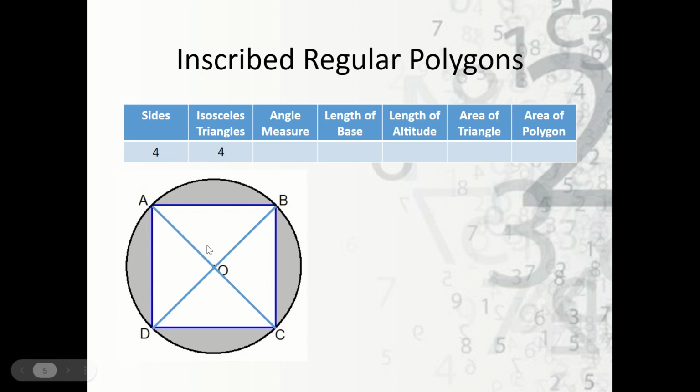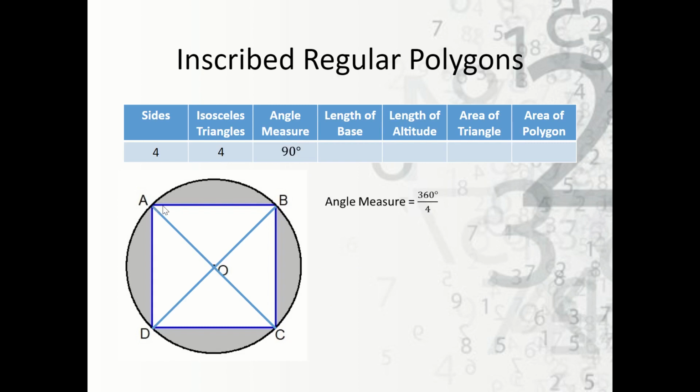Now what is the angle measure of each of these angles? So the angle measure is equal to 360 degrees, because there's 360 degrees in a circle, divided by the number of triangles, which in this case is 4. So if we divide 360 by 4, we get 90. So the angle measure is 90 degrees.